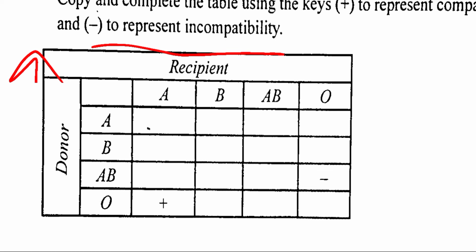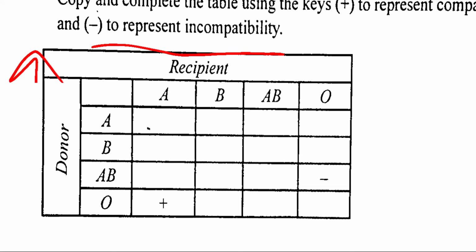A person who has blood type AB cannot give blood to a person who has blood type A because of the anti-B antibody in the plasma of a person who has blood type A. So this will be negative. Similarly, because of the anti-A antibody in the plasma of somebody who has blood type B, this transfusion is also not possible. AB can give blood to somebody who has AB. This has already been answered.